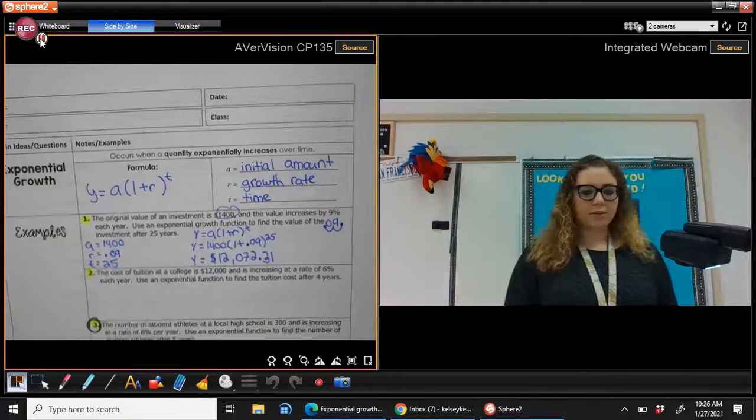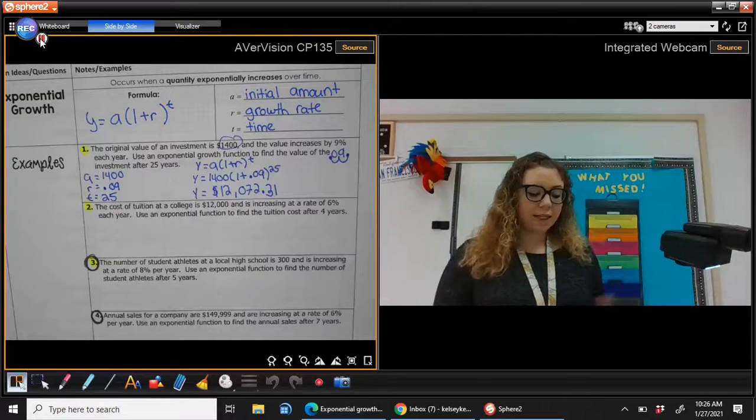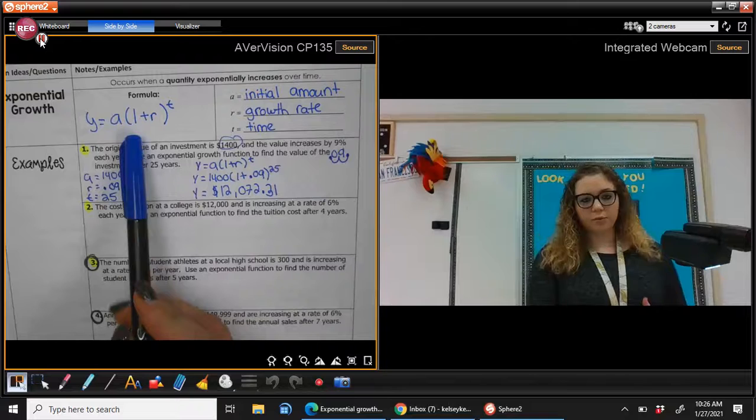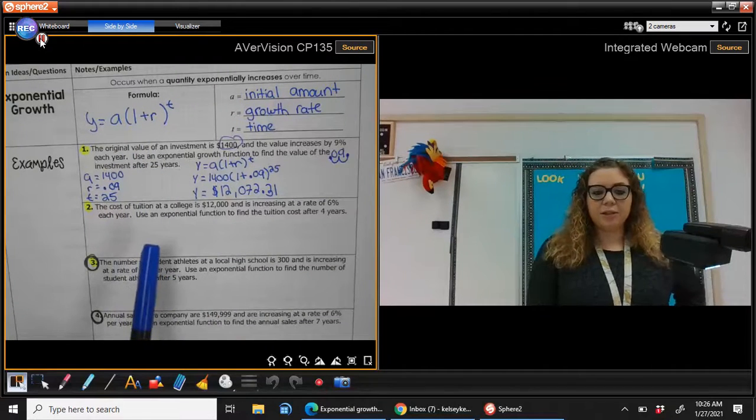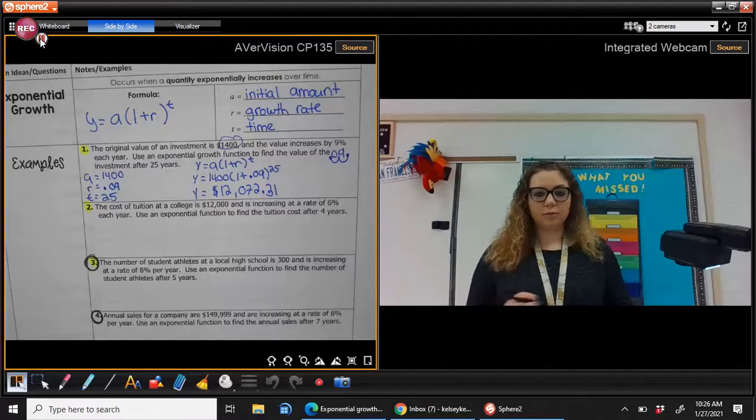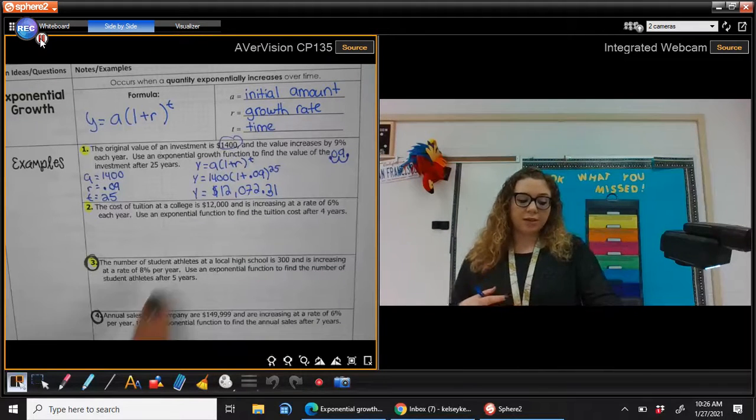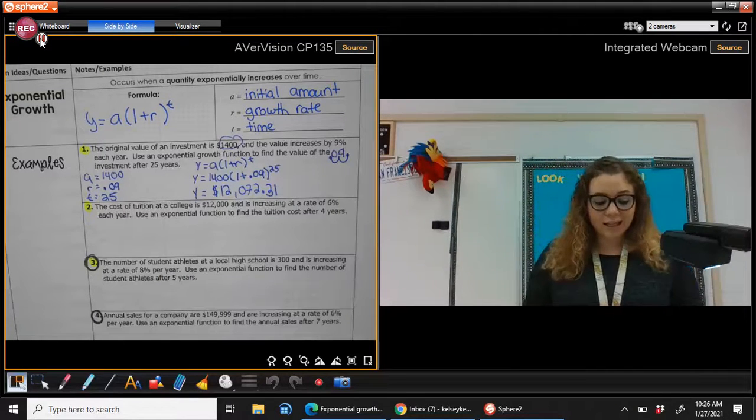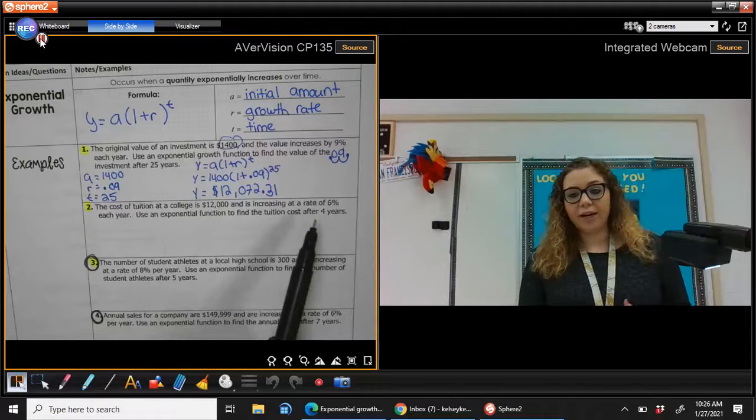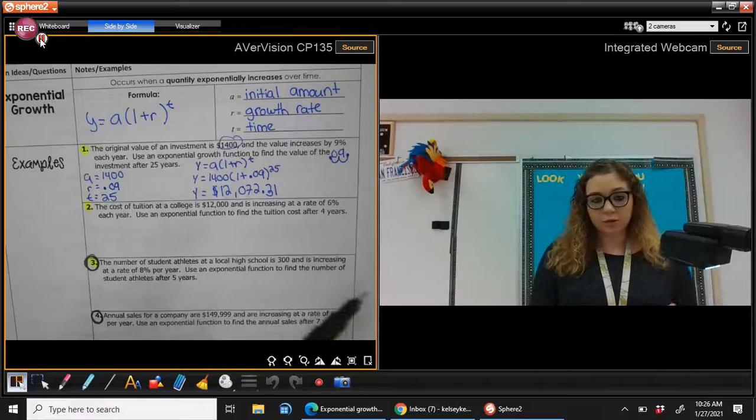Okay, let's do this next one. The cost of tuition at college is $12,000 and is increasing, so we know we're going to use the growth formula, at a rate of 6% each year. Using the exponential function, find the tuition cost after 4 years. Again, sometimes it's not going to tell you to use the exponential function. You're just going to have to know to use it. A good hint is increasing at a rate. Anytime you're increasing at a rate, it pretty much means it's going to be exponential.